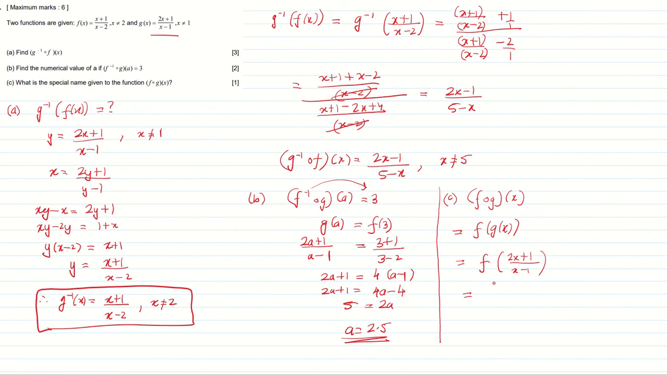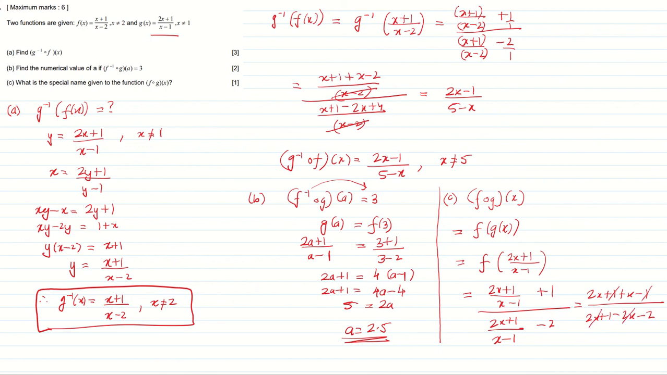So if you work it out, this will be ((2x plus 1) upon (x minus 1) plus 1) upon ((2x plus 1) upon (x minus 1) minus 2). If you simplify this, this is (2x plus 1 plus x minus 1) divided by (2x plus 1 minus 2x minus 2), because then your x minus 1 denominator cancels off. And I'm doing a number of steps together.